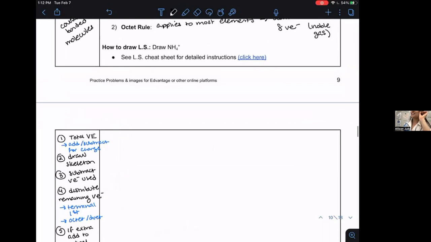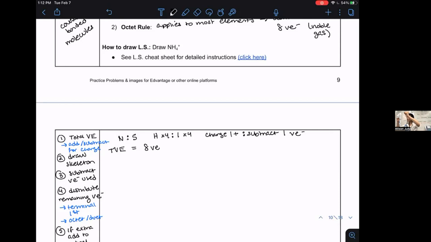So each nitrogen brings in five valence electrons. Each hydrogen brings in one valence electron. And the charge of plus one means that I am going to have to subtract one valence electron from my count. So I get a total valence electron count of 5 + 4 - 1, which is 8 valence electrons. That's step one of how to begin drawing the Lewis structure.